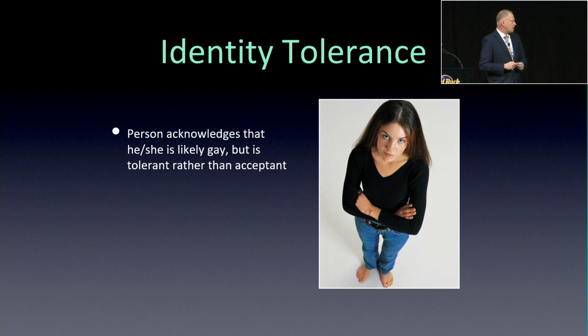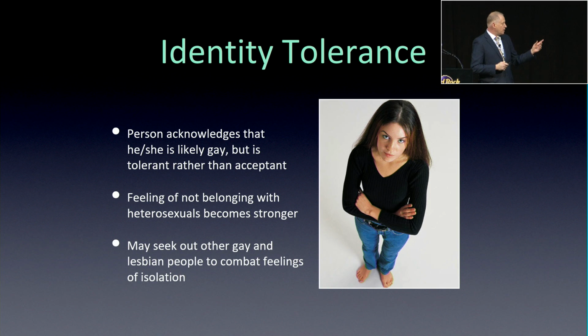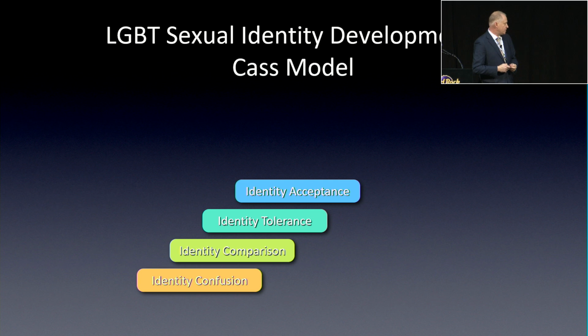Identity tolerance, this is another stage that might occur, acknowledging that he or she is likely gay, but is tolerant rather than acceptant. The feeling of not belonging with heterosexuals is becoming stronger. They may seek out other gay and lesbian people to combat feelings of isolation.